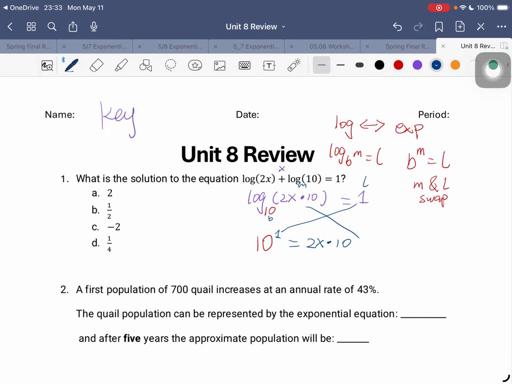Now let's see, 10 to the power of 1 is still 10. 2x times 10 will give you 20x. Don't forget the x. Now let's solve this equation. I need to use StatMap. However, do I have subtraction addition? No. Do I have division multiplication? Yes. I need to divide both sides by 20. Now you should be able to figure out the answer.